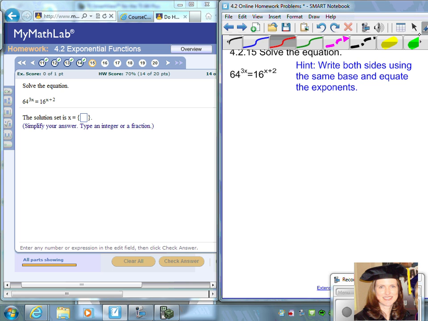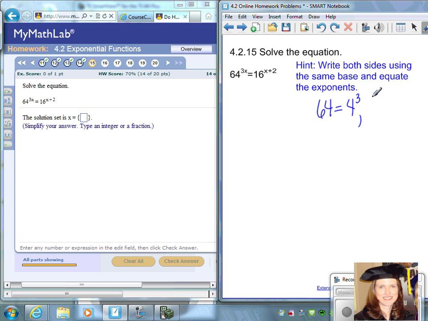So you may have to use a calculator to check different powers. Both of these bases, 64 is the same thing as 4 to the 3rd power, so we can write 64 with a base of 4, and 16 is the same thing as 4 to the 2nd power. So you can write both of these using that common base. We're going to write 64 as 4 to the 3rd power, in parentheses, to the 3x power, equals 16, which is 4 to the 2nd power, to the x plus 2 power.